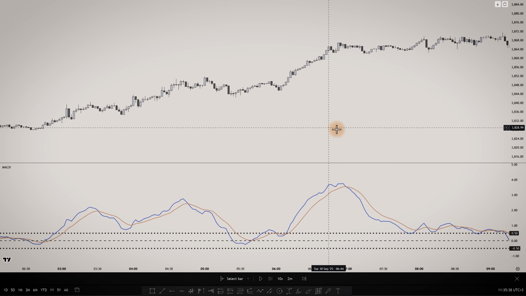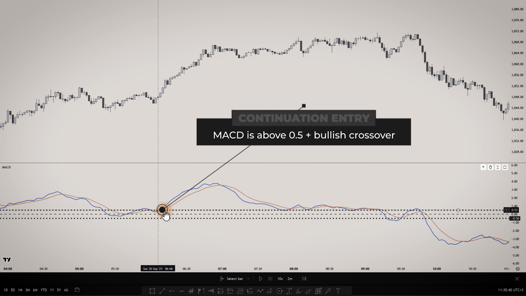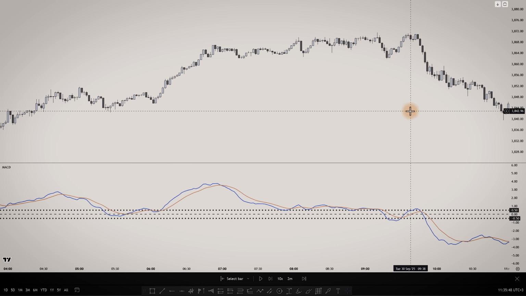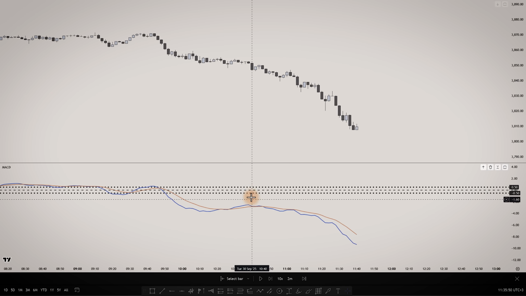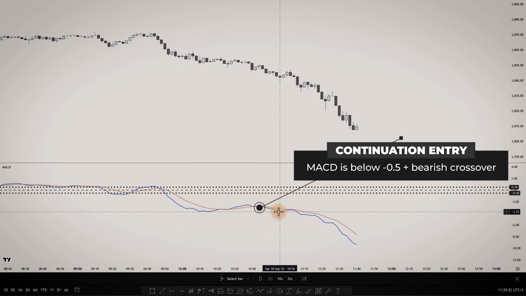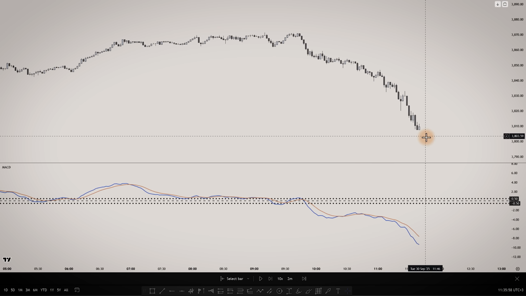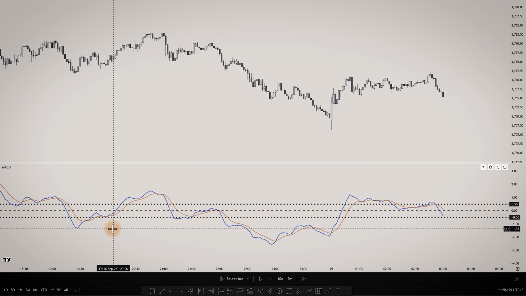When MACD is above 0 and you get a bullish crossover above this line, that's a continuation entry. The trend is strong and getting stronger. When it's below 0 and you get a bearish crossover below minus 0.5 line, that's your short. The downtrend is accelerating.